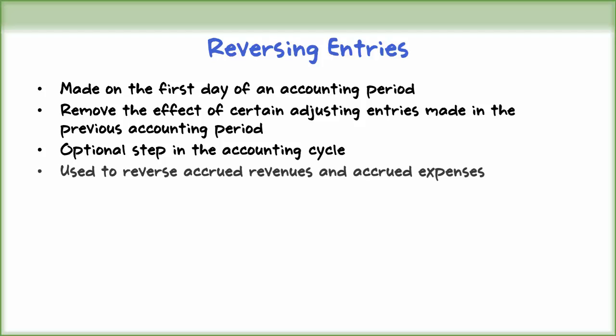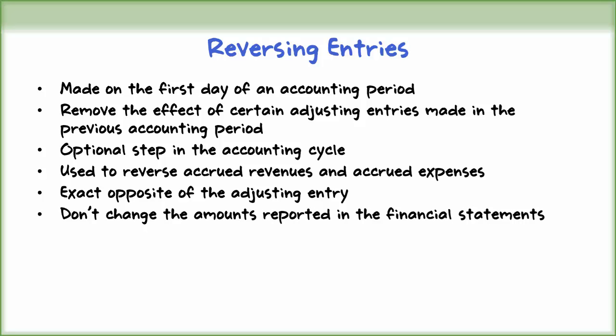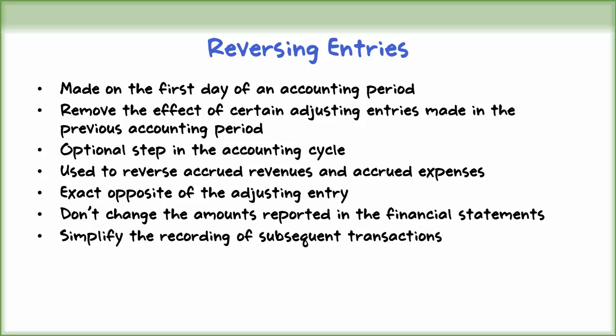Companies most often use reversing entries to reverse two types of adjusting entries, accrued revenues and accrued expenses. Each reversing entry is the exact opposite of the adjusting entry recorded in the previous period. The use of reversing entries does not change the amounts reported in the financial statements. It simplifies the recording of subsequent transactions.